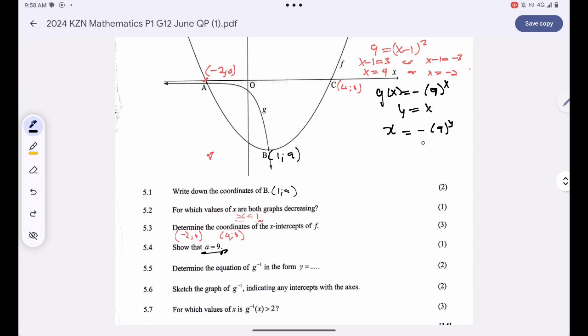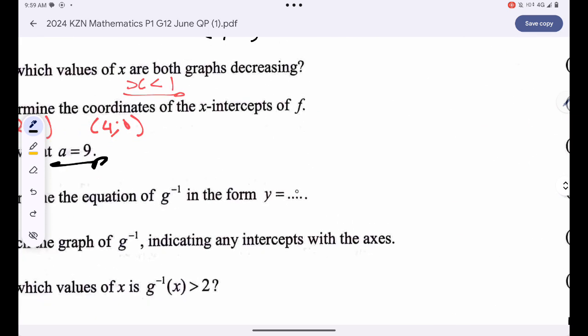And then I can divide both sides by negative. That will simply give me negative x is equal to 9 to the power y. Whenever I take the logs on both sides, I'll end up having y is equal to the log of negative x base 9. So the inverse is just the log of negative x base 9.